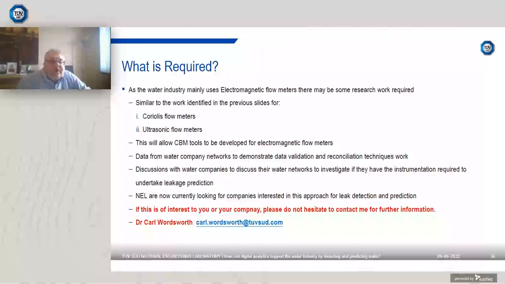The individual software packages and techniques described in this presentation have all been developed for the oil and gas industry. These now need to be modified for the water industry. This may require some physical testing to be undertaken to baseline the differences in performance between electromagnetic and Coriolis flow meters and ultrasonic flow meters, and will require historical data on water networks where known bursts or leaks have occurred to train the machine learning programs. But the techniques and methodologies for undertaking this work have all been identified and constructed previously.